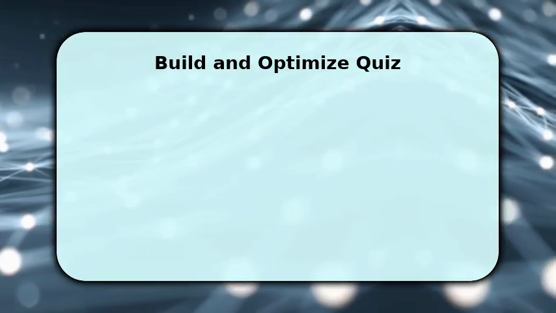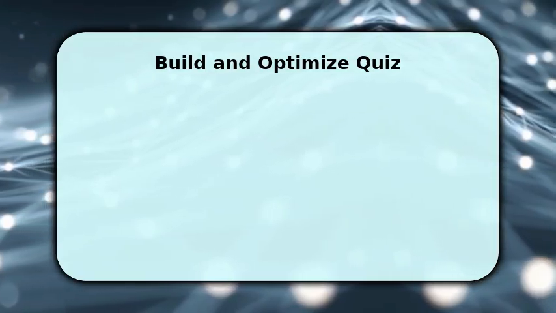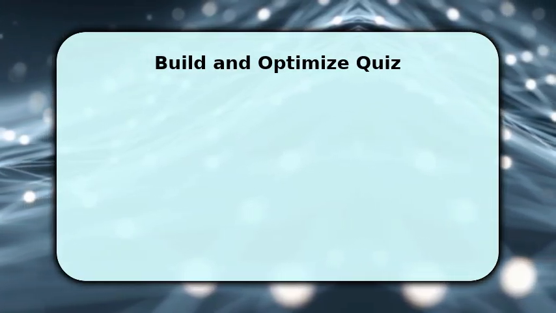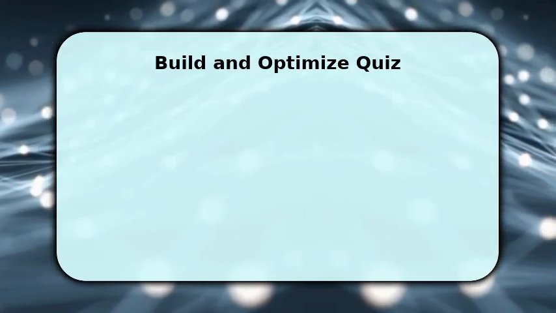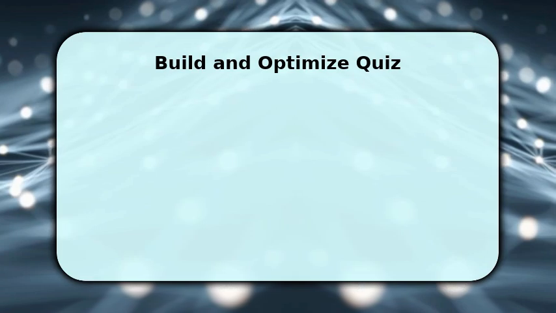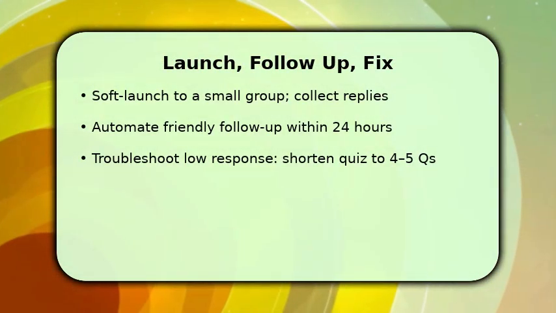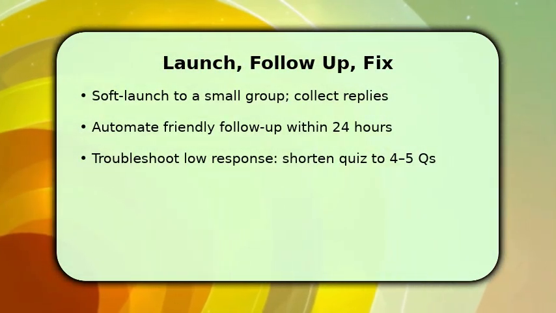Once you have a prototype, test with 10 people and track completion percentage. Make sure to iterate on confusing questions and slow screens to improve engagement and increase meaningful replies. You launch to a small audience first and watch replies closely.